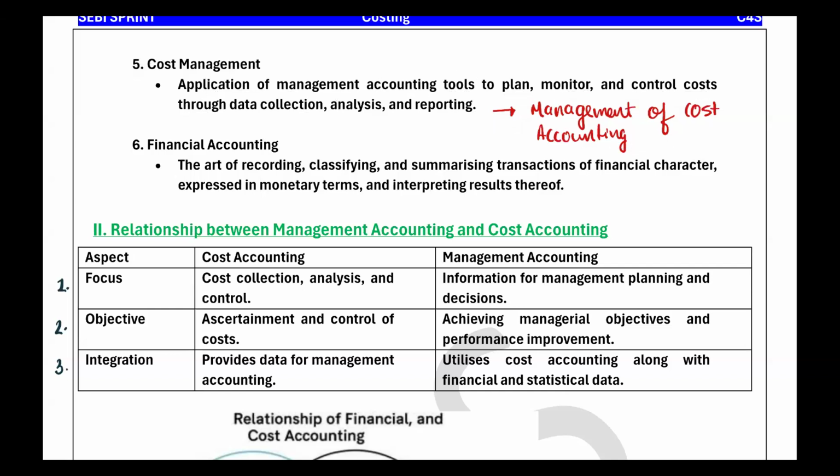You can make a Venn diagram and try to understand. This is cost management. Cost accounting is just recording the data. In cost management, the accounting tools are not only for recording, you should also monitor and control the cost, whether the cost for the company is making up to the mark or not.